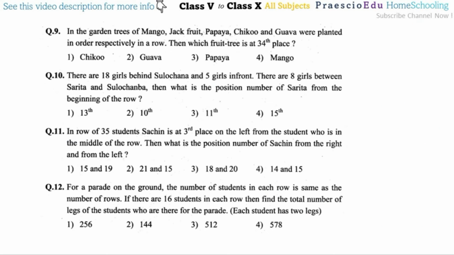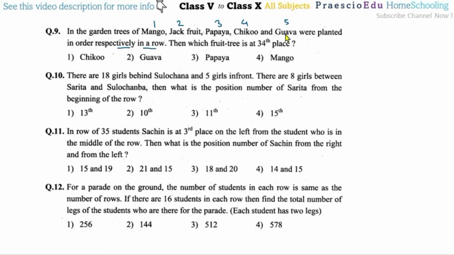Now question number 9: in the garden, trees of mango, jackfruit, papaya, chiku and guava were planted respectively in order in a row. Then which fruit tree is at the 34th place? So for this, mango is the first, jackfruit the second, papaya the third, chiku the fourth, and guava is the fifth.